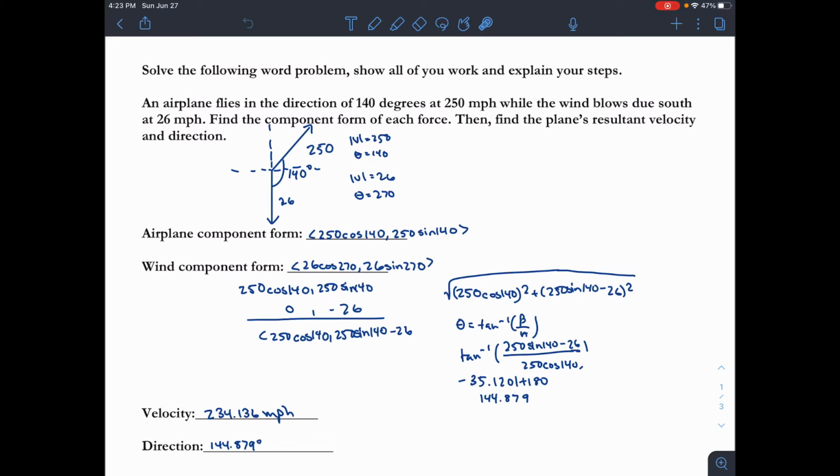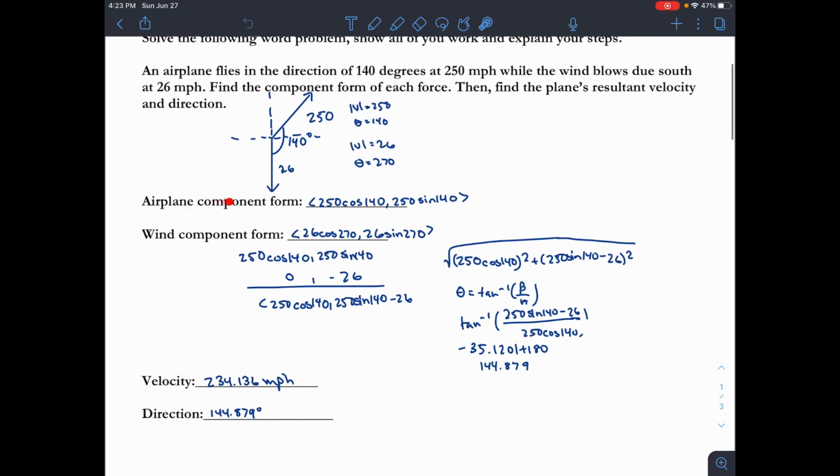And then the next one is the wind, which blows due south at 26 miles per hour. So it goes south, and what we do, so north, west, east, south. So this is south, and the magnitude is 26. And when we see the coordinate plane, we know that this is 0, 360, this is 90, this is 180, and this is 270. So we know that the degree is 270. And the reason why we know this is 140 is because from here to here the difference is 140 degrees.